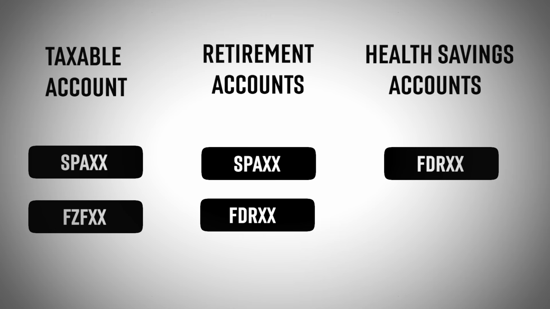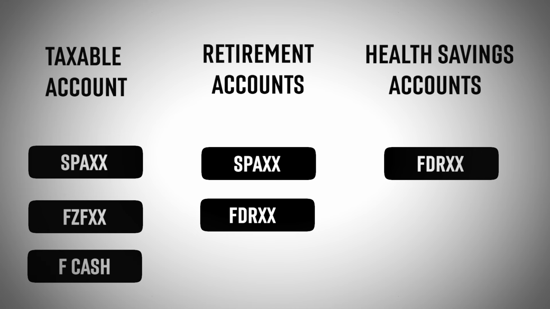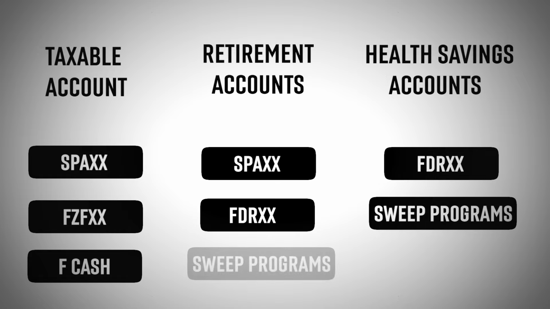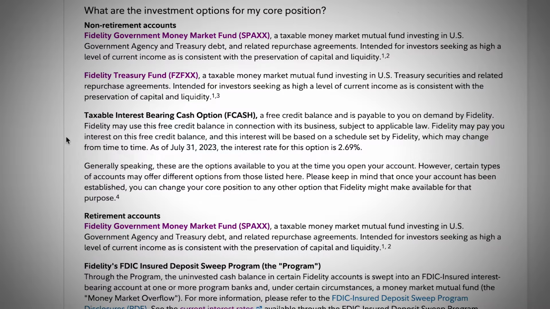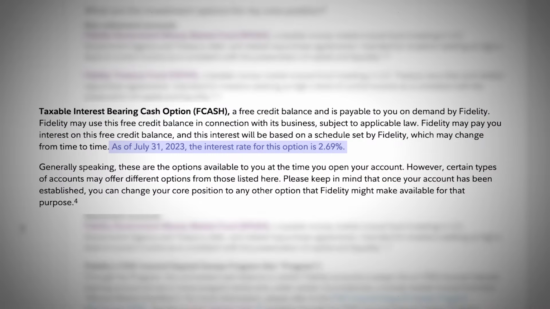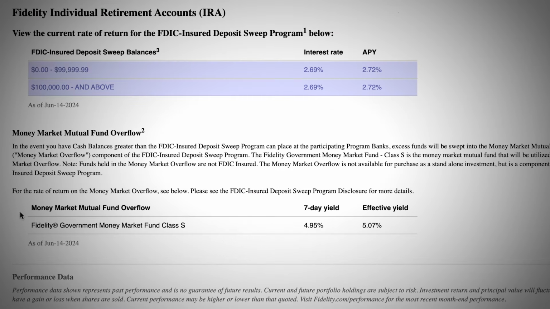Besides that, the other options that you actually could choose, but you're probably not going to want to, or at least I wouldn't suggest that, is to look into Fcash for taxable accounts, and then FDIC insured deposit sweep programs for both the tax advantaged accounts. I don't recommend it because the rates you can get are much lower. You can see the previous update on Fidelity's website was July 31st of 2023, where the interest rate for Fcash was 2.69%, and that's actually going to be the same for the FDIC insured deposit sweep program, which is obviously going to be much lower than a money market fund and is why I don't even consider these options.